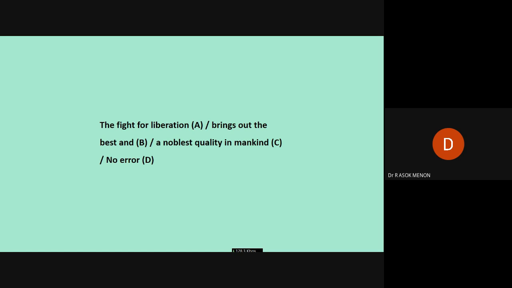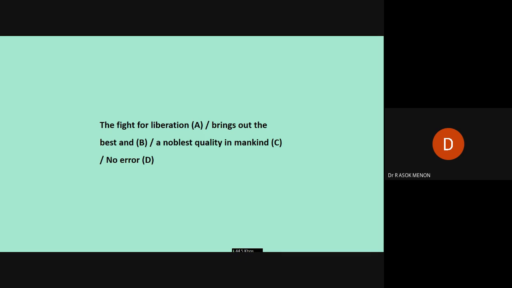The fight for liberation brings out the best and the noblest quality in mankind. Anybody has an answer? Please try to text. Okay, Vivek Chauhan says it is C.